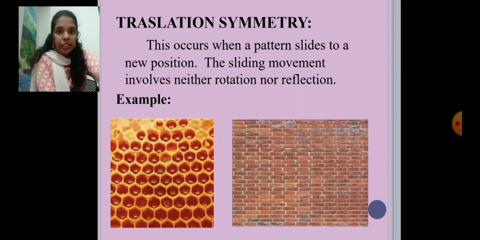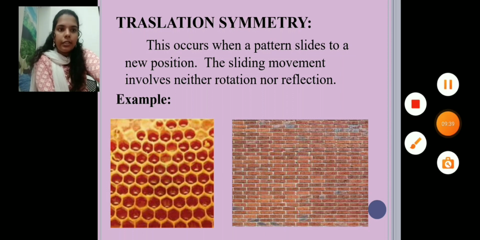Everyone is familiar with a chessboard, right? In a chessboard, the first one is black, the second one is white. First black, then white, black, white, black. Likewise, it will repeat. If a pattern is arranged and it keeps repeating to get a new position, that is known as translation symmetry. Translation symmetry occurs when a pattern slides to a new position. This movement does not involve rotation or reflection. This is known as translational symmetry.